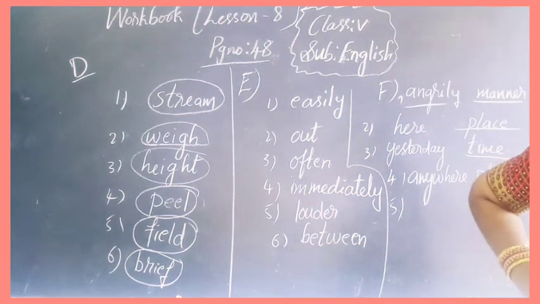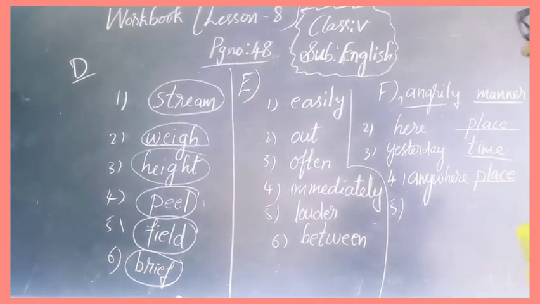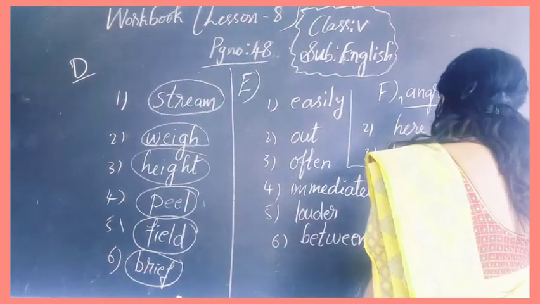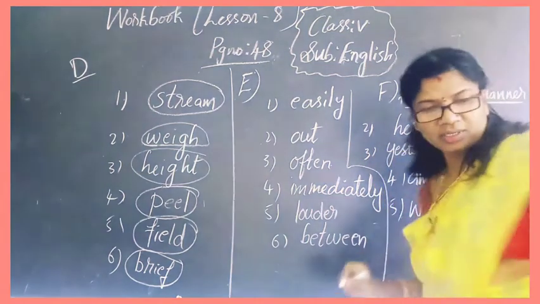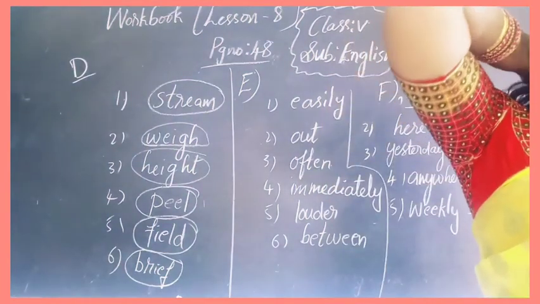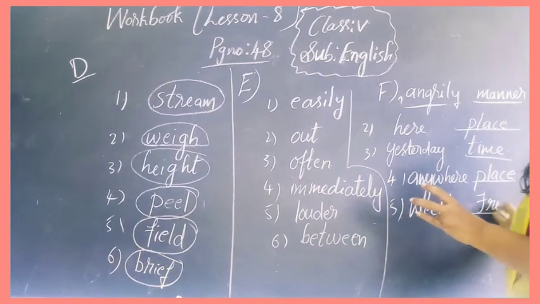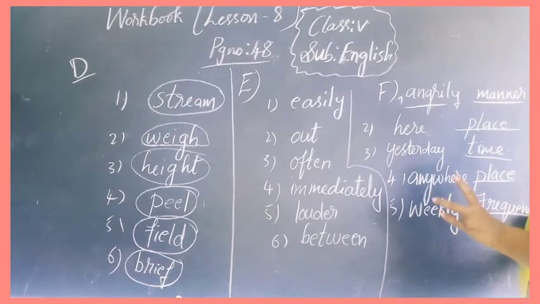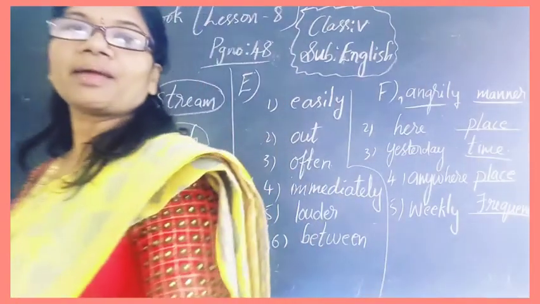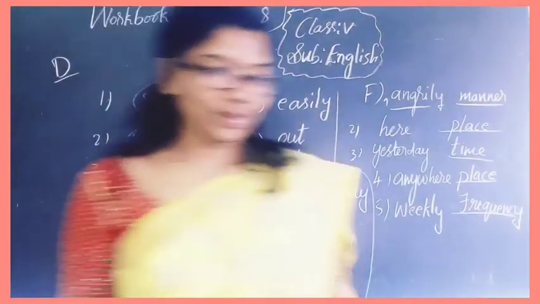Now let's go with the fifth one. I will send you a weekly letter to tell you how I am. So weekly is actually an adverb of frequency. But what they have said is write only time, place or manner. Actually it's an adverb of frequency, so you write frequency. Don't write adverb of time. How often you do, that's weekly. Weekly you are going to send.